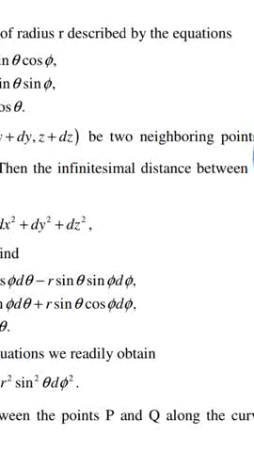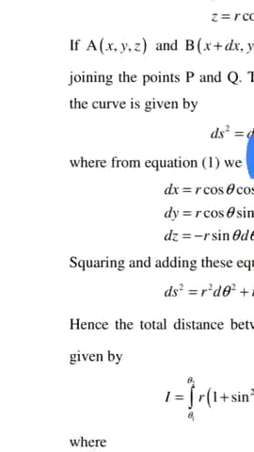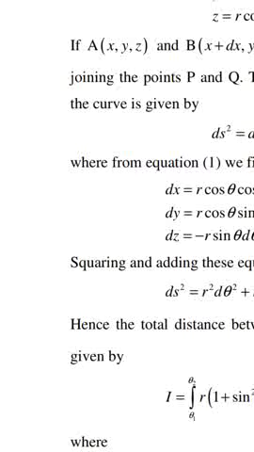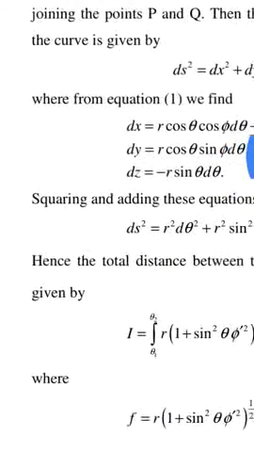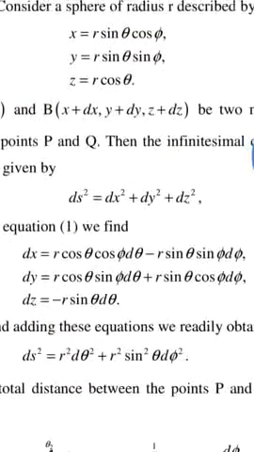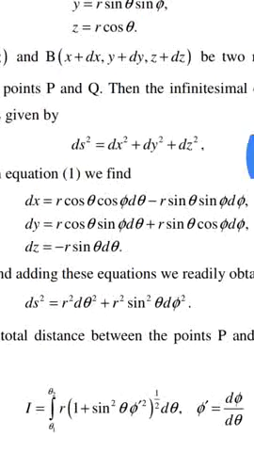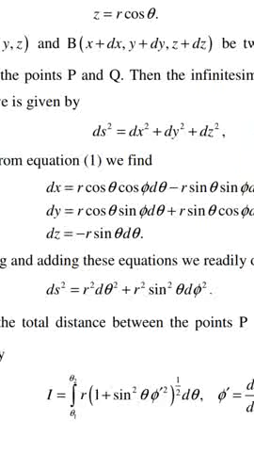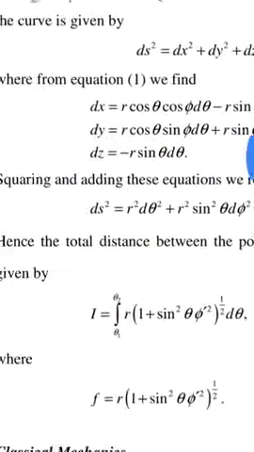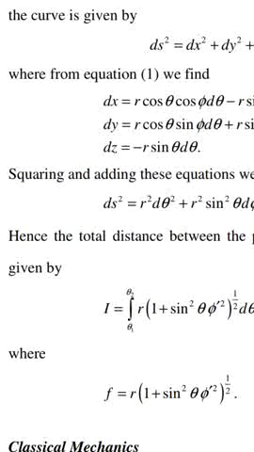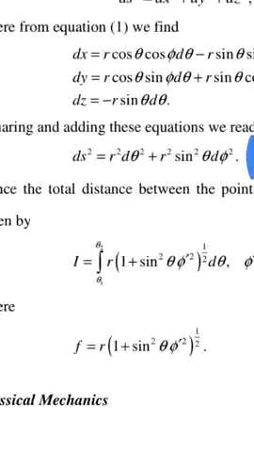Then the infinitesimal distance between A and B, by the distance formula, is ds² = dx² + dy² + dz². Now x = r sin θ cos φ, y = r sin θ sin φ, z = r cos θ. Differentiating, dx = r cos θ cos φ dθ − r sin θ sin φ dφ, dy similarly, and squaring and adding, we get r² dθ² + r² sin²θ dφ².